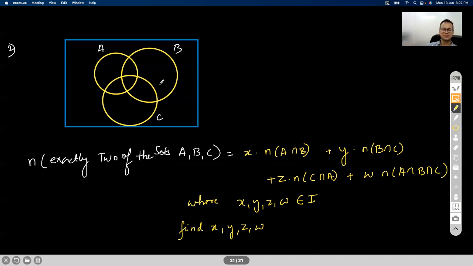Please note, first of all, which part in the Venn diagram will represent the number of elements lying in exactly 2 of the sets? This will be the part which contains elements lying in exactly 2 of the sets, so I'm helping you out by shading that area. Tell me, how do I get the number of elements lying in this shaded area in terms of N of A intersection B, N of B intersection C, N of C intersection A, and N of A intersection B intersection C?